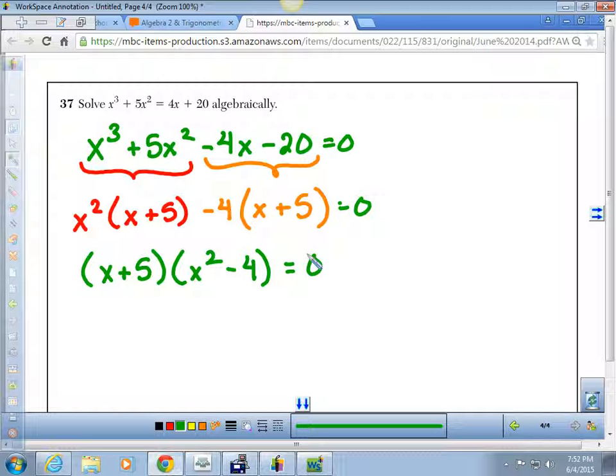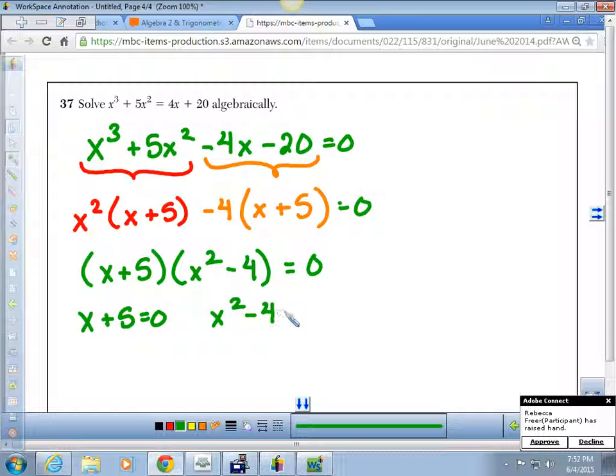What are these two things called? Two things that are getting multiplied together, they're called factors. And this over here is 0. The zero factor property. Okay. And the zero factor property says that if I've got any number of factors being set equal to 0, then I individually do what with each of them? Set them all individually equal to 0. So x plus 5 equals 0. x squared minus 4 equals 0.